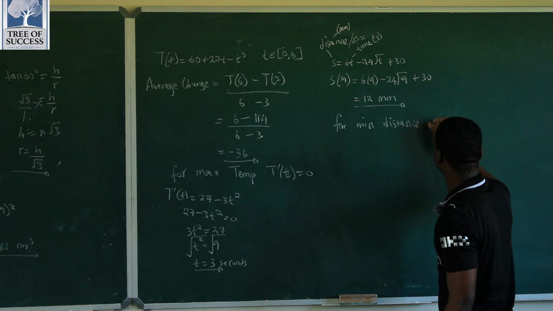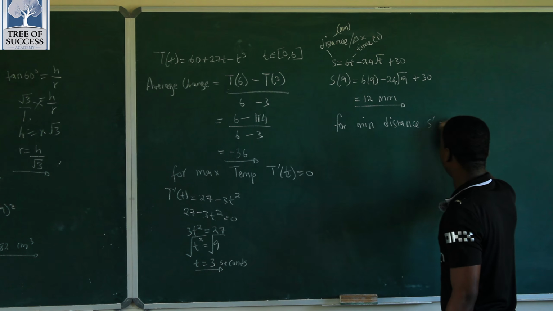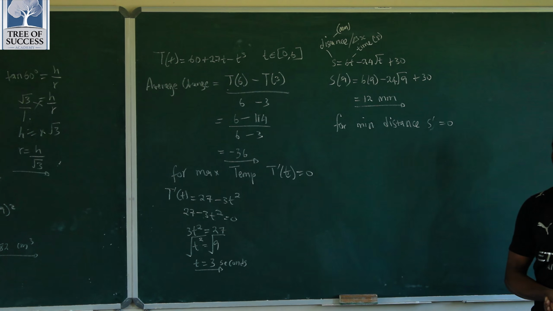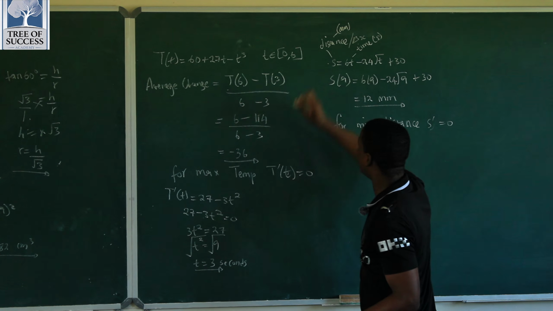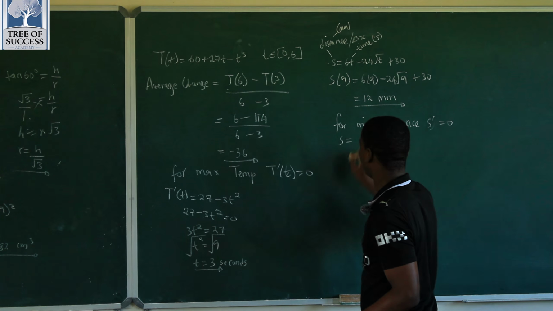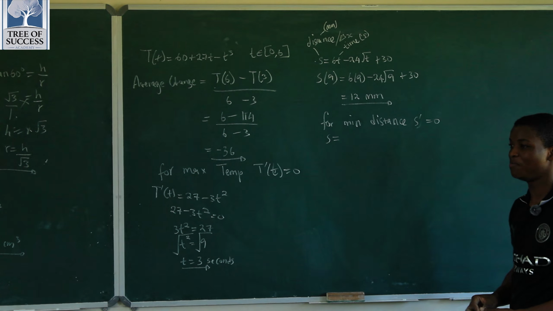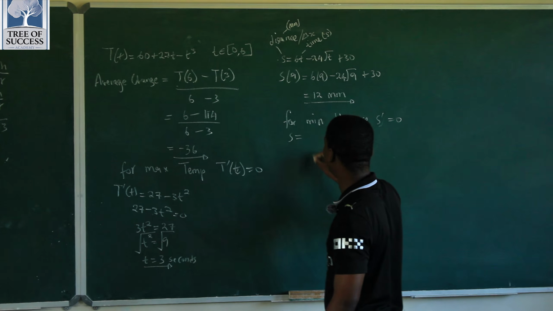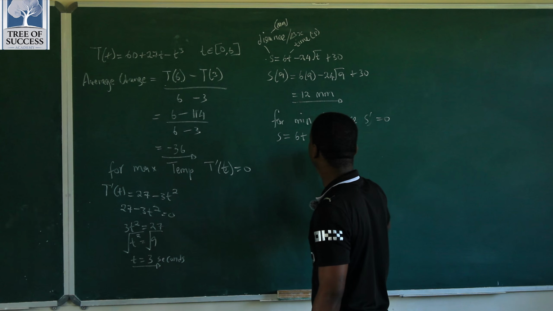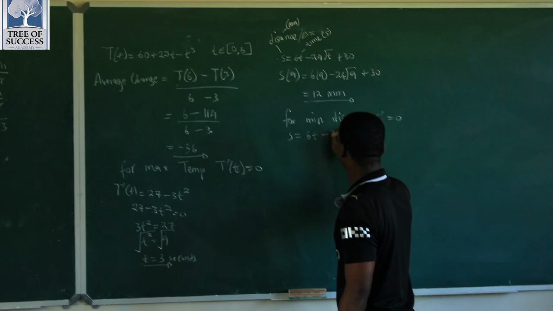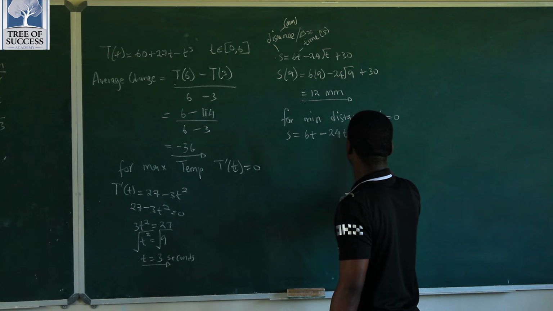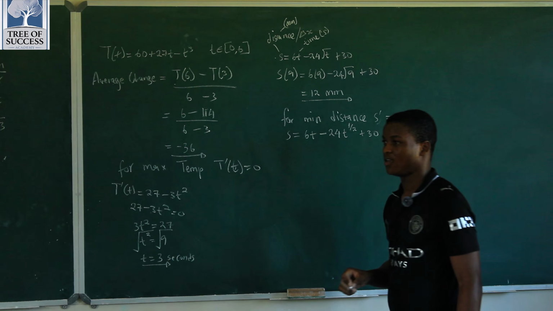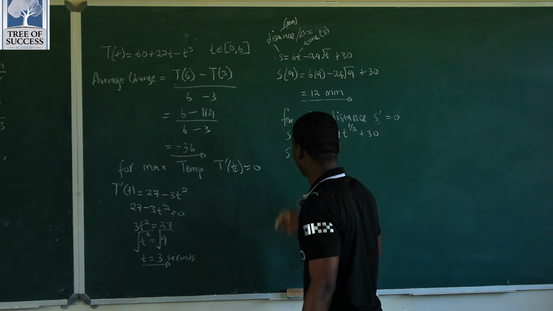S prime equals 0, then we solve for t, right? So now we will differentiate S. Let us first evaluate S simply in a way like a derivative. So S is 6t minus 24t to the exponent 1 over 2 plus 30. Right? Now we can get to S prime.